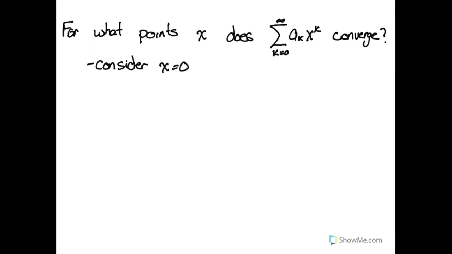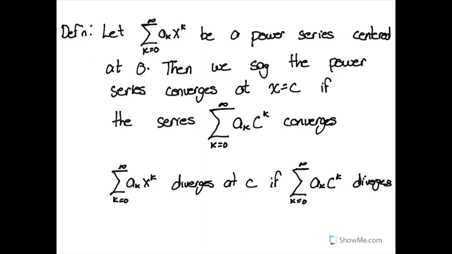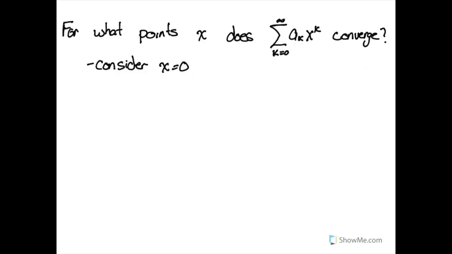So to determine if a power series converges at x equals 0, looking at the definition, we need to plug in the value 0 for x and then see if the series we get converges. So what happens when we plug in the value 0? Well, we get a_k times 0 to the k, k equals 0 to infinity. And 0 to the power of anything is just 0, times a_k is again just 0. So we get the series k equals 0 to infinity of 0. And of course, the sum of infinite zeros is just 0.